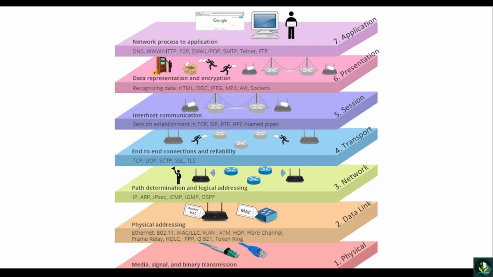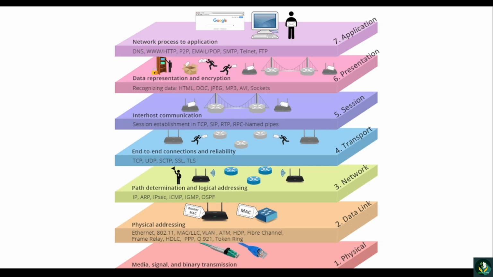Then we have the session layer, layer 5. Imagine this as the conversation manager. It maintains and closes conversations between applications on different devices. It ensures smooth communication. And then we have the presentation layer, layer 6. This layer is like the translator. It takes care of converting data into a format that both sender and receiver can understand. It deals with encryption, compression, and other format related tasks.